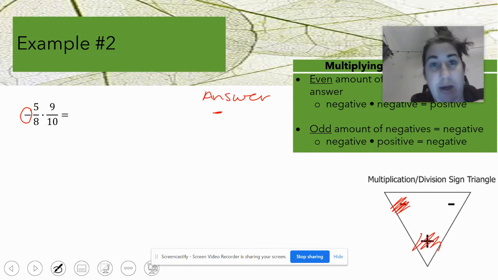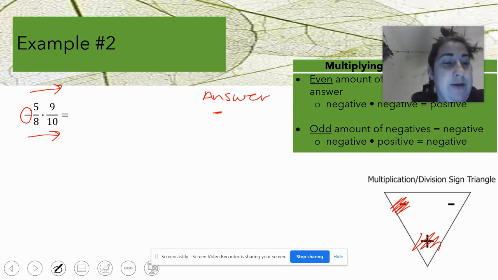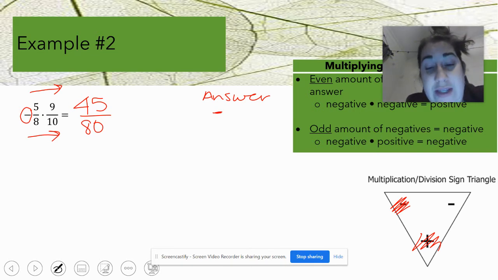Okay, now I need to multiply straight across. I'm going to multiply the top numbers by the top and the bottom numbers by the bottom. So I have 5 times 9 is 45, and then 8 times 10 is 80. So we do need to simplify.